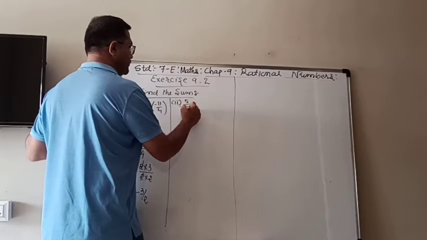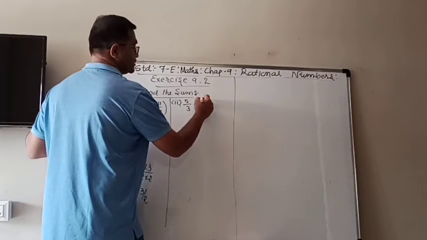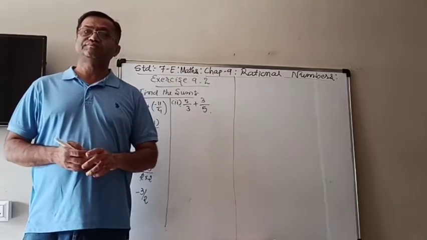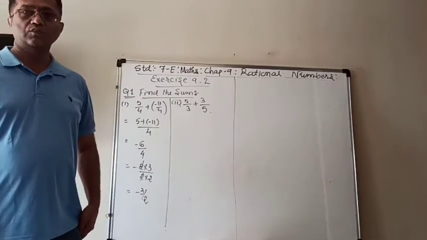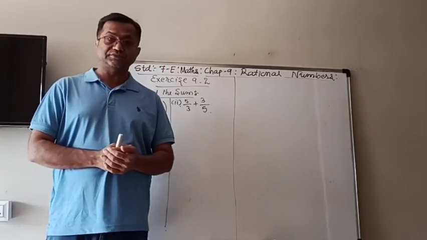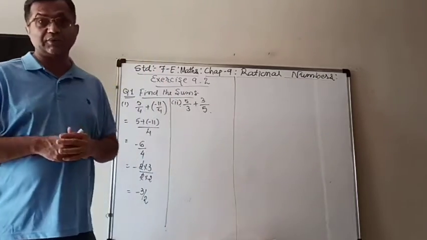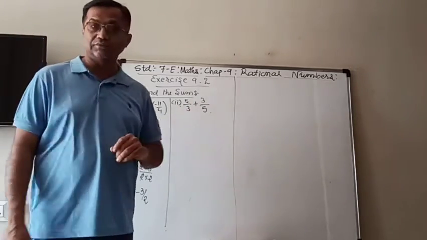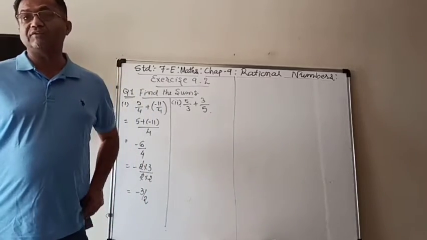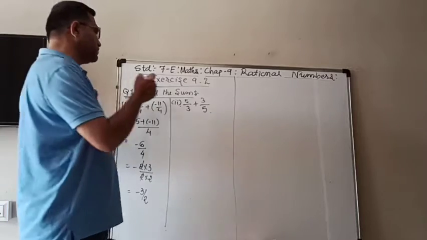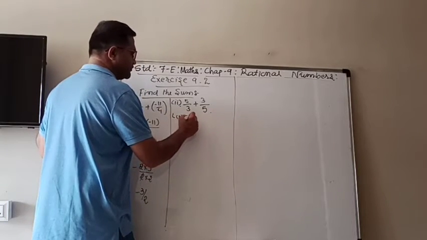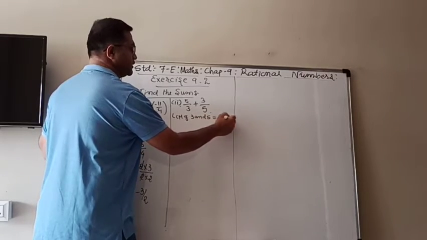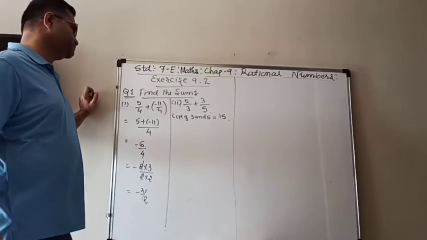Second sum is 5 upon 3 plus 3 upon 5. Here we can see that both the rational numbers have different denominators. So when there are different denominators, what do we do? Don't make a mistake by adding 5 plus 3 upon 3 plus 5. First of all, we have to find the LCM of the denominators. So the LCM of 3 and 5. Both are prime numbers, so we multiply them. So the LCM is 15.